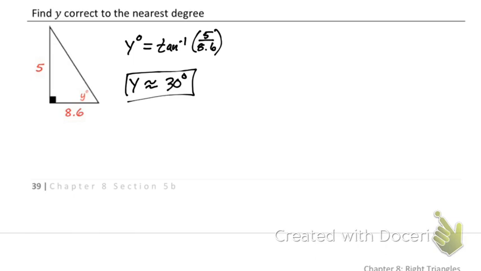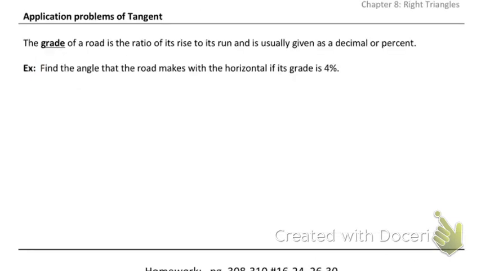All right, the last example we're going to go over has some new information in it. And you're going to have some of these problems in your homework. This one's talking specifically of grade of a road. The grade of a road is the ratio of its rise to its run and is usually given as either a percentage or a decimal. But remember, a decimal and a percent are the exact same thing. In fact, they all go back to one thing we'll talk about in just a second.